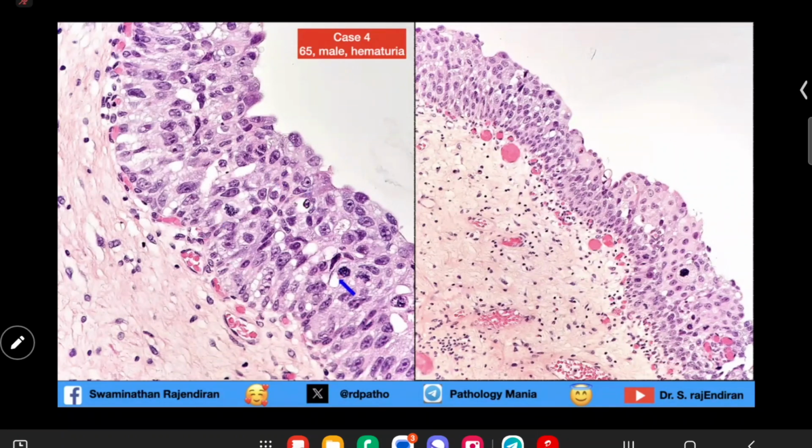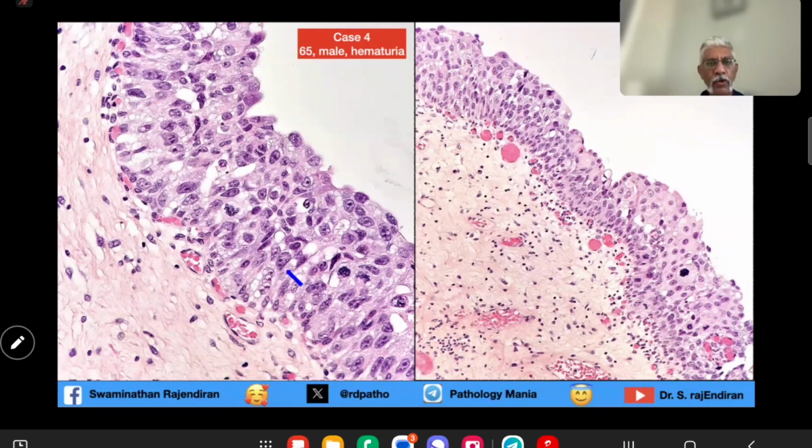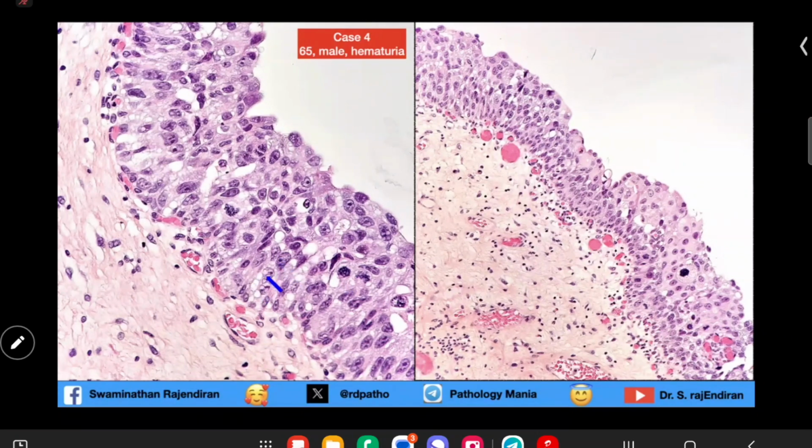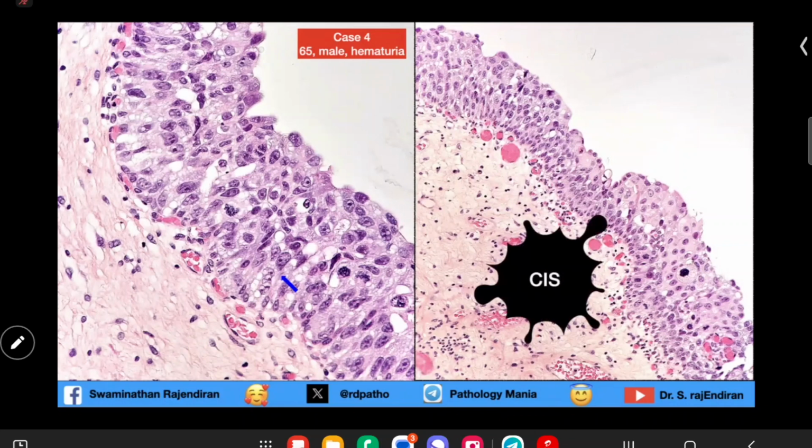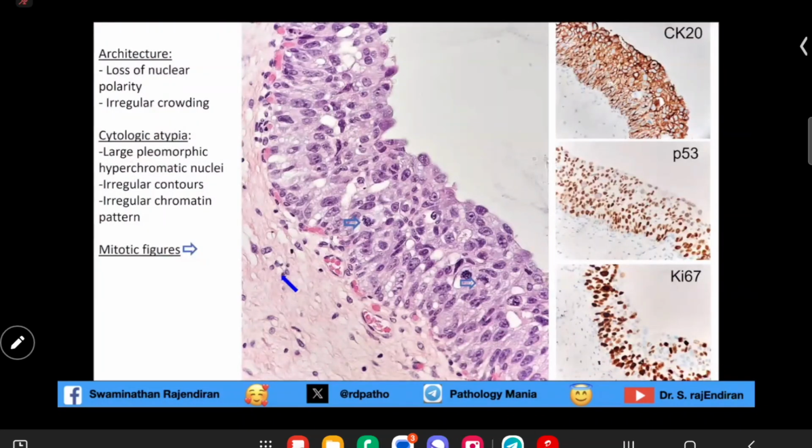And another example I say, when the polarity is maintained, it is like traffic on the national highways. When the polarity is lost, it is like traffic in front of any medical college, because from all the directions the vehicles will be coming into the medical college. So there is a loss of polarity, nuclear atypia and pleomorphism, and that atypia is through and through the thickness of the urothelium. So this is a carcinoma in situ. So loss of nuclear polarity and irregular crowding. This case is very crystal clear and you can see frequent mitosis there.